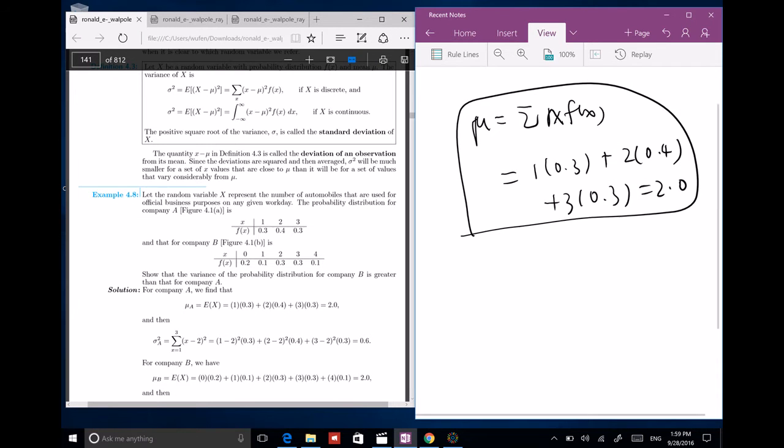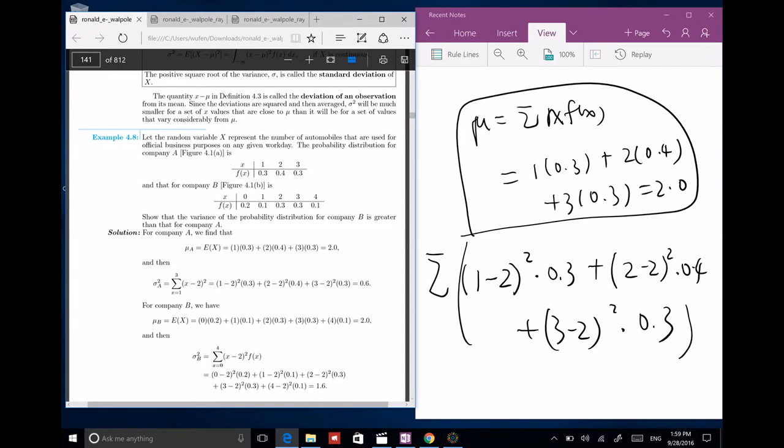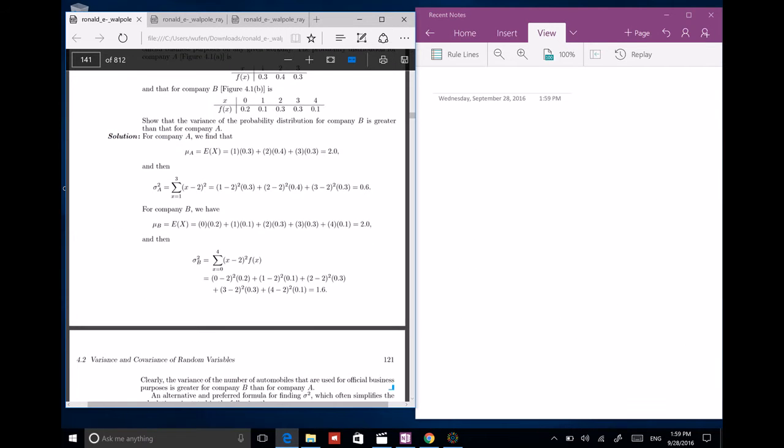Then you add all the numbers. For example, the first one is (1 minus the mean value 2) square. You take the difference square and multiply by the probability of the first value, plus (2 minus 2) square times its probability, plus (3 minus 2) square multiplied by the probability of the 3. Basically, adding all of them together gives the variance. In the same way, you can find the variance for B.